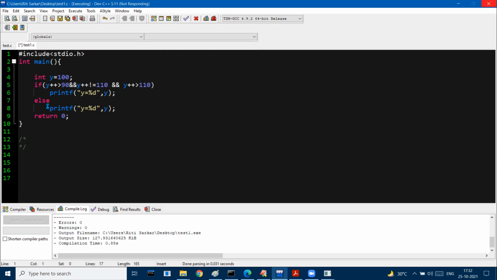Post increment is there now. So that is the initial, it will check the value of y. What is the current value of y? 100. Is 100 greater than 90? The answer is yes. In our last session, we have learned that a relational operator, whenever it works, gives us the value as true or false.